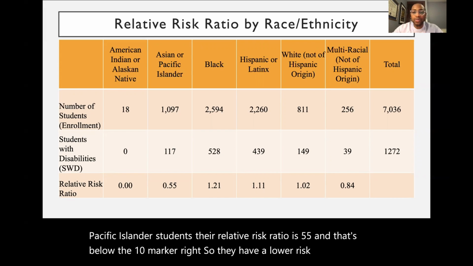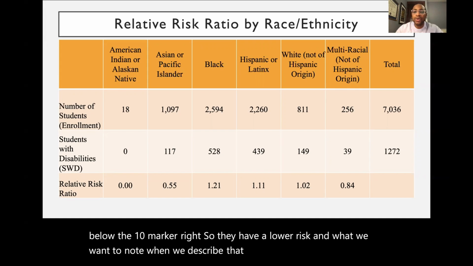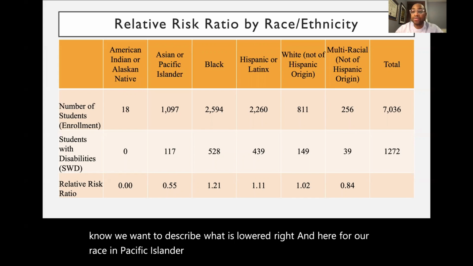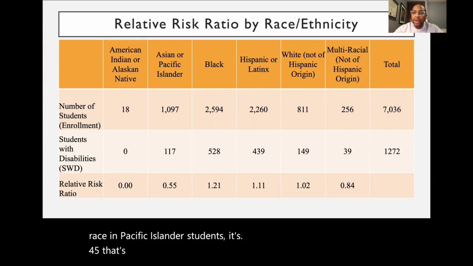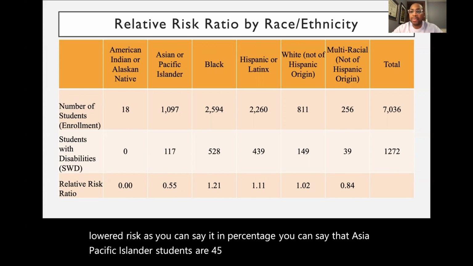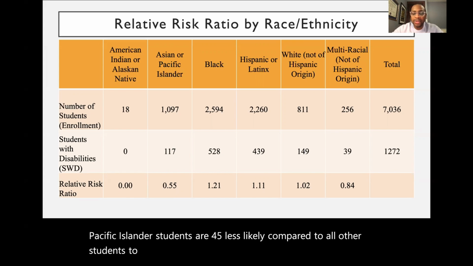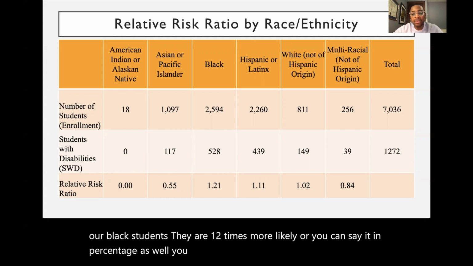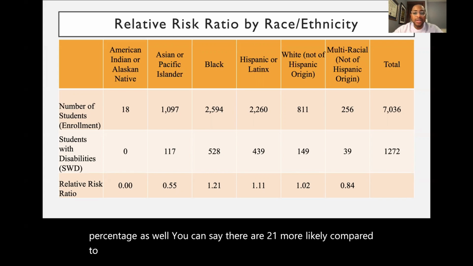And what we want to note when we describe that lowered risk is we want to describe what is lowered, right? And here for our Asian Pacific Islander students, it's 0.45. That's what's lowered, right? Another way of describing their lowered risk is you can say it in percentage. You can say that Asian Pacific Islander students are 45% less likely compared to all other students to be identified with a disability. We already talked about our Black students. They're 1.2 times more likely, or you can say it in percentage as well. You can say they're 21% more likely compared to all other students. Our Hispanic or Latinx students are 1.1 times more likely, or 11% more likely.